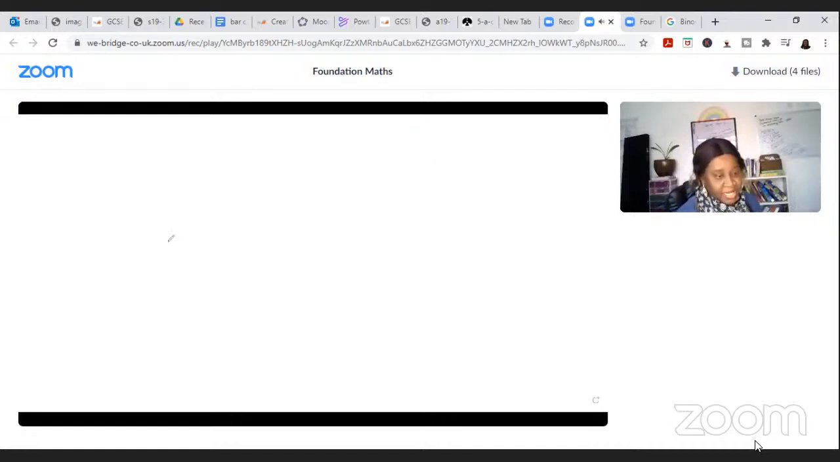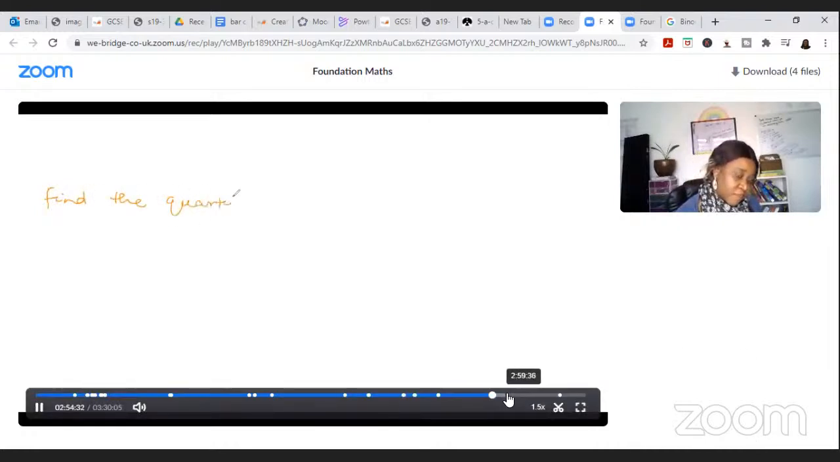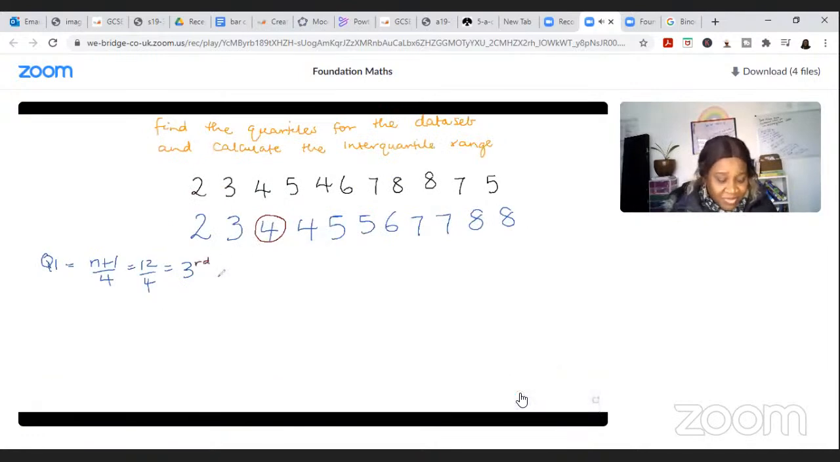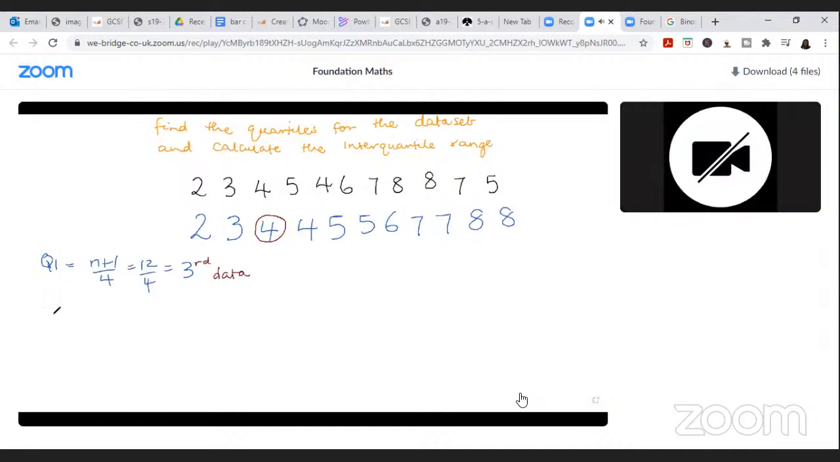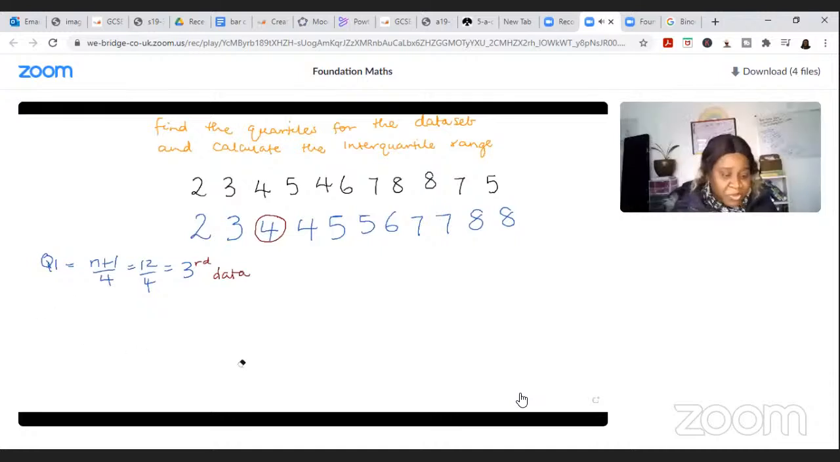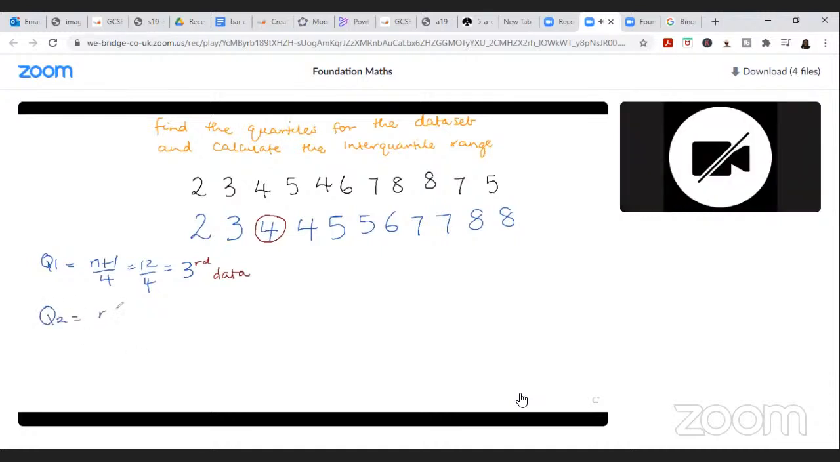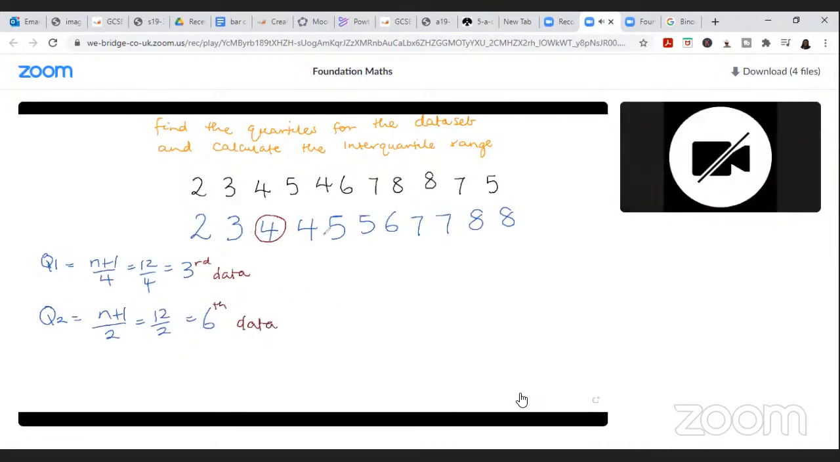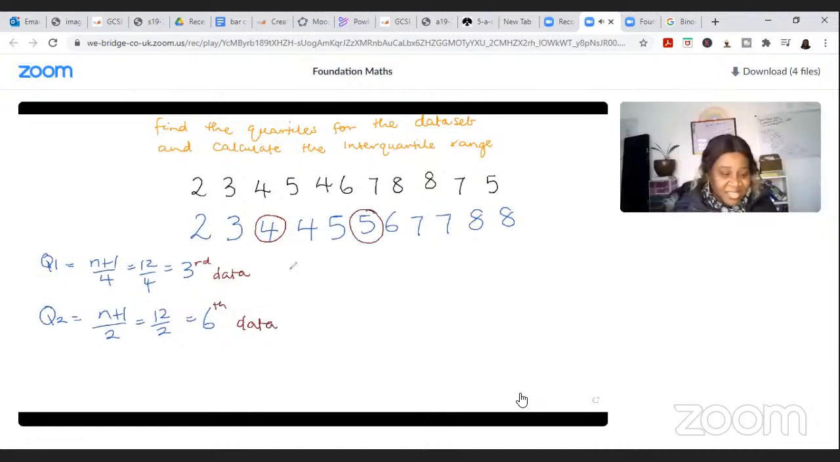Find the quartiles for the following data. The next one then, Q2 would be n plus 1 over 2. 12 over 2 equals 6. So this would be the sixth data. So where is it? 5. Okay, so the answer is 5.